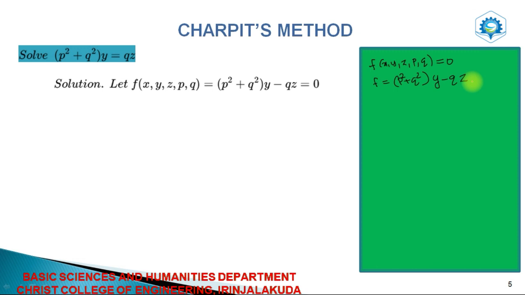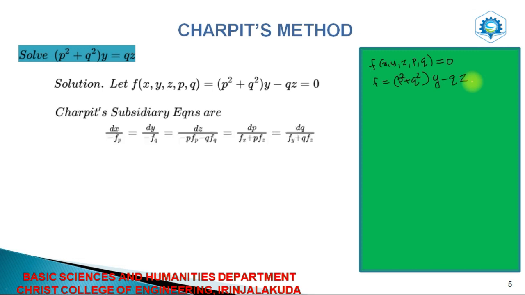Now what is the next stage? We know our Charpit subsidiary equations are dx by minus fp equal to dy by minus fq equal to dz by minus pfp minus qfq equal to dp by fx plus pfz equal to dq by fy plus qfz. So what we need now? We need to find all the partial derivatives which are in the Charpit subsidiary equations.